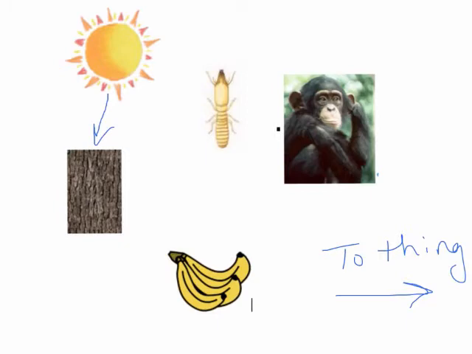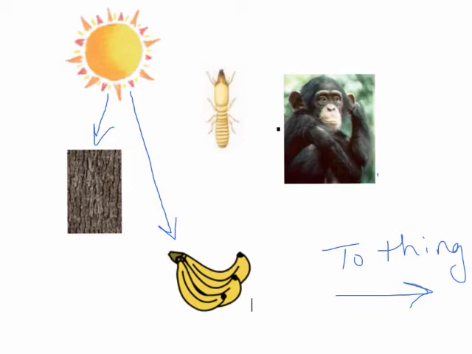Then I'm going to move on to my next object, bananas. Well, bananas don't have mouths either, so they must be a producer. And producers get their energy from the sun because bananas are part of a plant. So I am going to draw another arrow from the sun to the bananas because that is the way that it receives its energy.